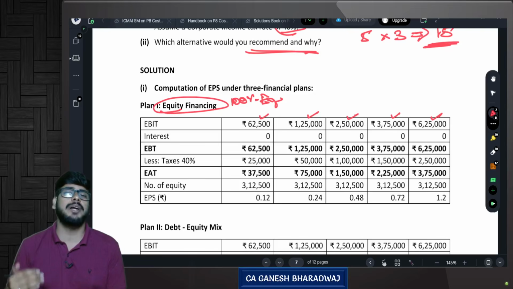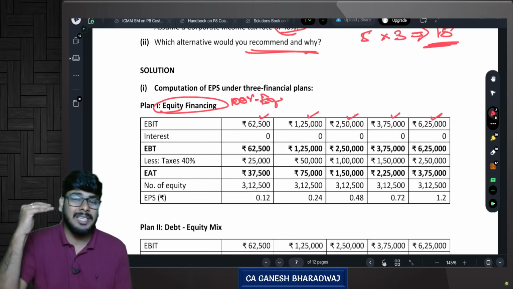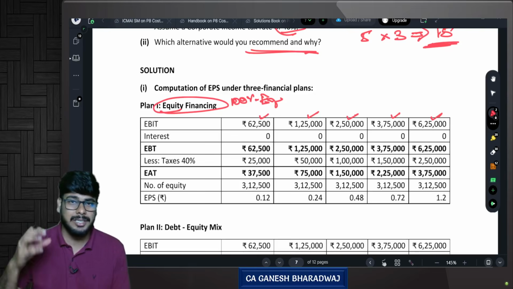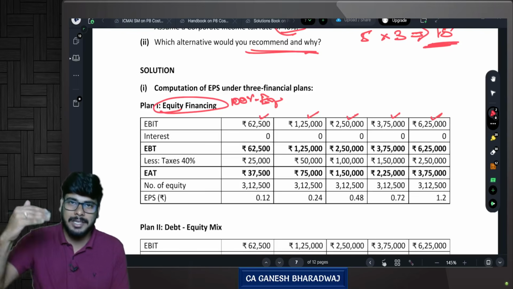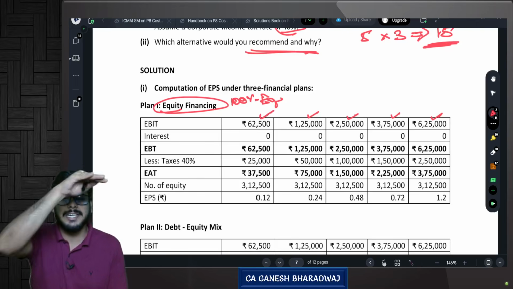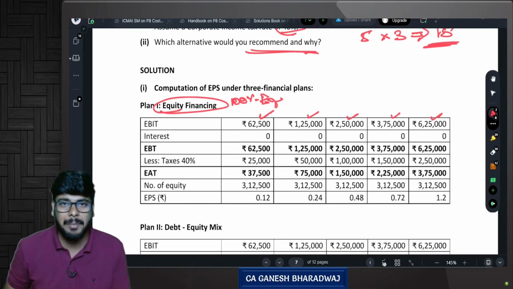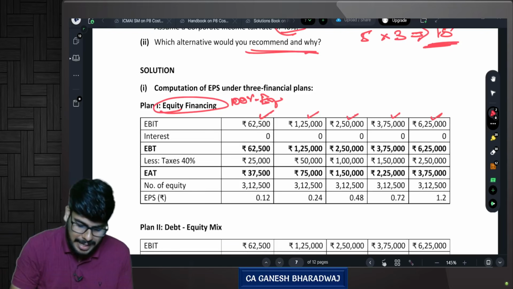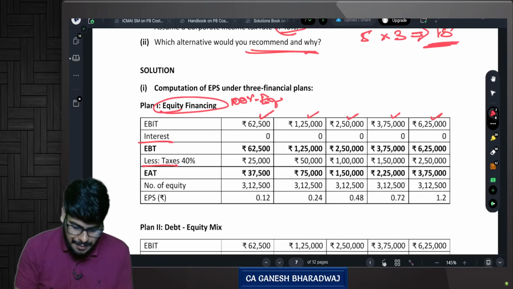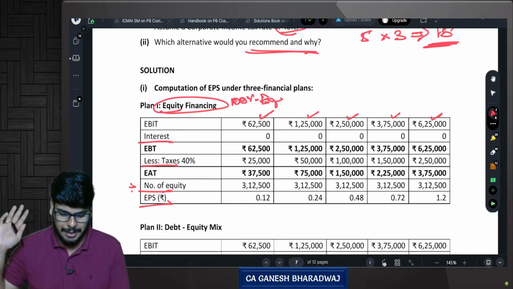Now, what is the format of your income statement? Now, I told you, your financing decisions, your capital structure decisions, impact only after the EBIT. Till your EBIT, there is no problem. After EBIT only, technically the FM part starts. So EBIT minus interest gives you EBT, minus tax gives you EAT, divided by number of equity shares gives you EPS. Correct or not? In this question, they have asked for EPS.